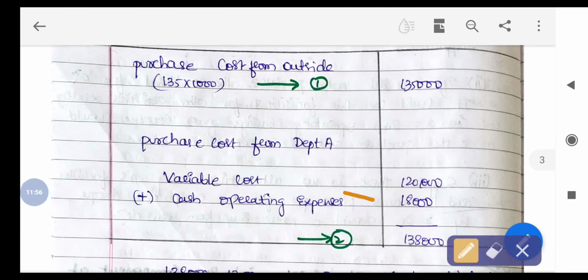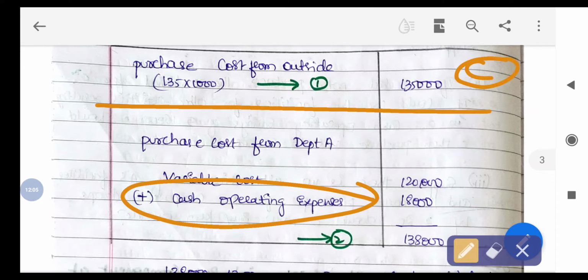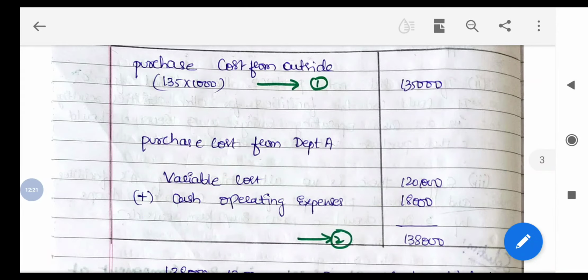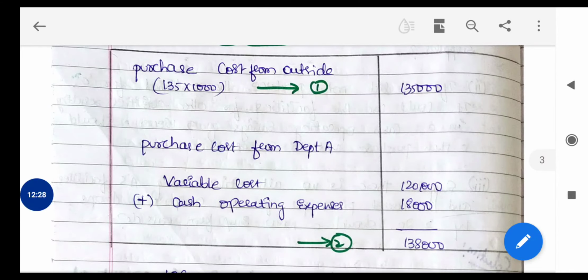Next they are telling that if they are using the facilities for other activities. So here we are comparing. This is for division C and this is of division A. Division C, the variable cost is 1,20,000. In addition to this, they are using the facilities for other activities, in that they are earning 18,000. If we add this, it will be 1,38,000.